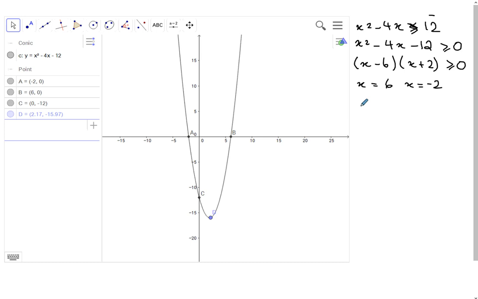Okay, now we're looking for the values where y is greater than or equal to 0. So you can tell it will be there and there. So that means x would either have to be less than or equal to minus 2, or x will be greater than or equal to 6. Okay, cool. Right, next one.